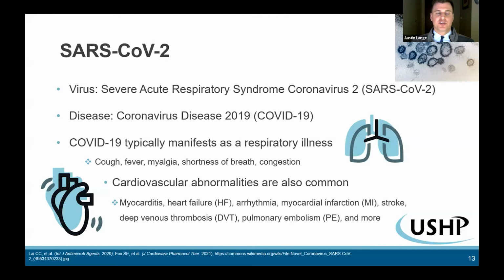SARS-CoV-2, which stands for Severe Acute Respiratory Syndrome Coronavirus 2, causes coronavirus disease 2019, or what we commonly refer to as COVID-19. Typically, it manifests as a respiratory illness, commonly a cough, shortness of breath, and congestion. It can also present with a fever and muscle pain or myalgia. There can also be cardiovascular abnormalities that can be quite common, including myocarditis, or what we commonly might know as a heart attack, heart failure, arrhythmia, myocardial infarction, stroke, deep venous thrombosis, and pulmonary embolism, amongst other abnormalities as well. And I should have said myocarditis, not myocardial infarction. Sorry about that.